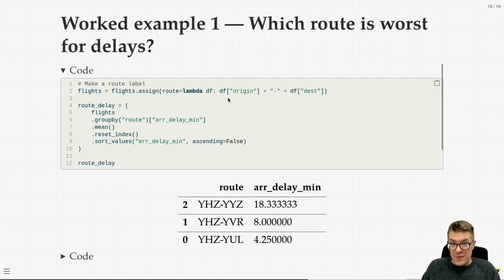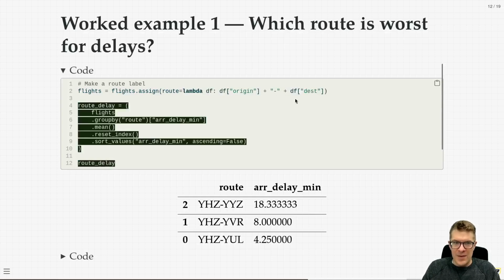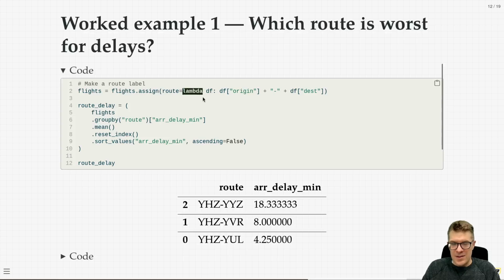This is a bit of fancy Python code that might be a little bit complicated, but we're going to get a single variable called flights. This will be from the dataset flights. We're going to assign the route. The route is a function, and lambda says what follows is a function.